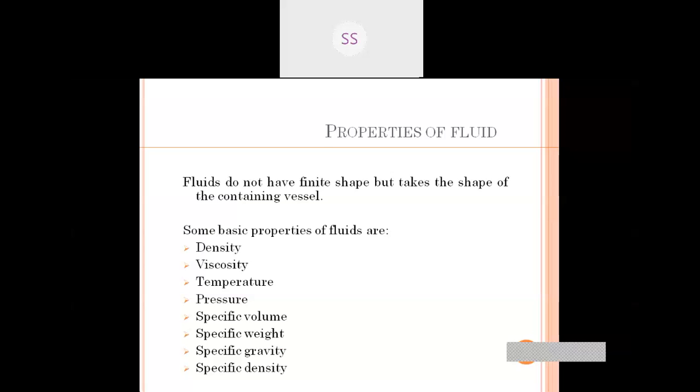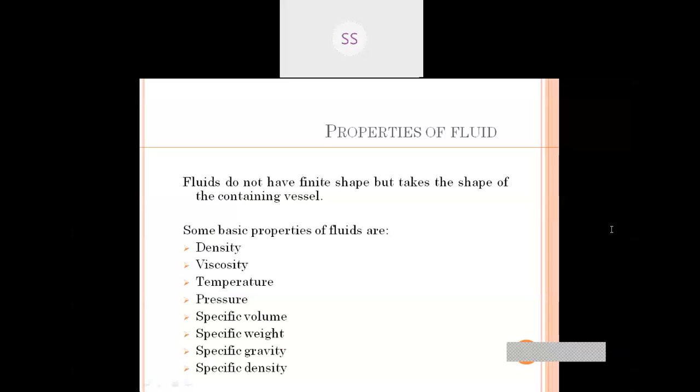So again, viscosity also decreases with the increase of temperature. You can write down this part. So next property is temperature, which we already know. It is the property that determines the degree of hotness or coldness of a fluid, or the level of heat intensity of a fluid.